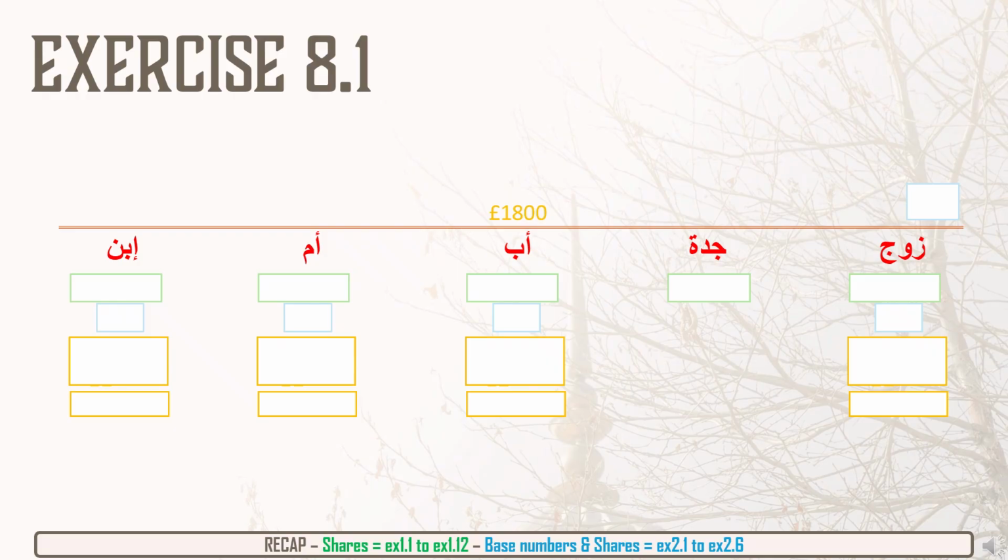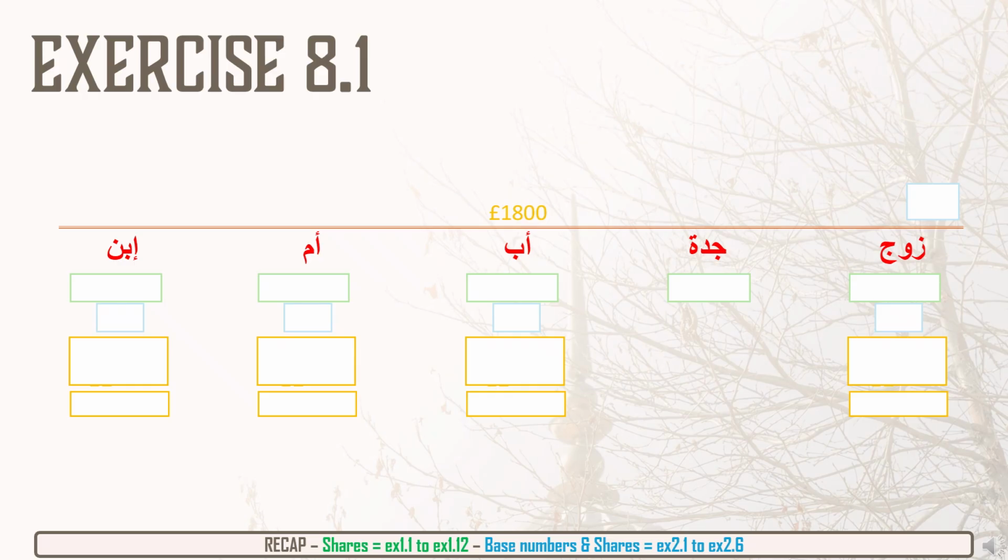So in this example, the deceased has left behind £1,800, and the heirs that they have are a husband, a grandmother, a father, a mother, and a son. Okay, so in this question, we're distributing the shares as well as that £1,800. So we'll start off by giving out the shares.